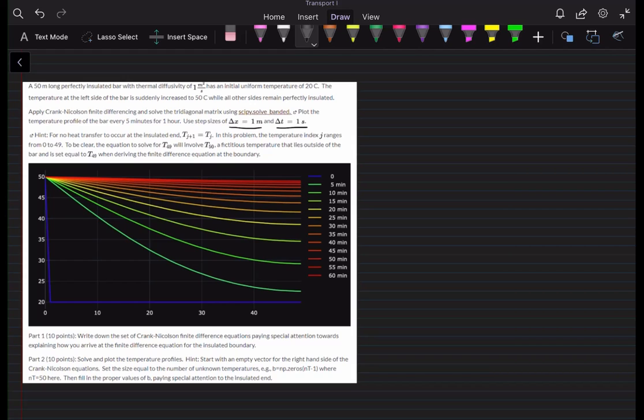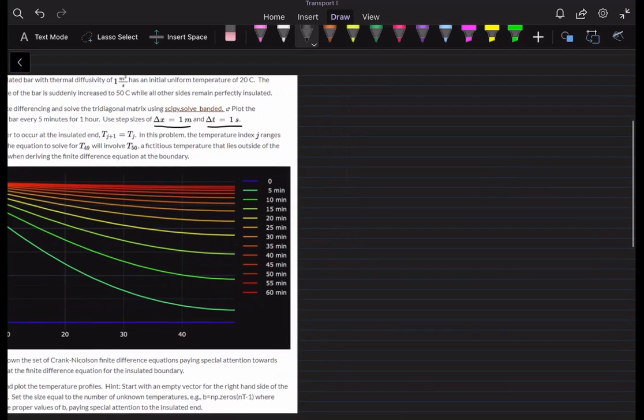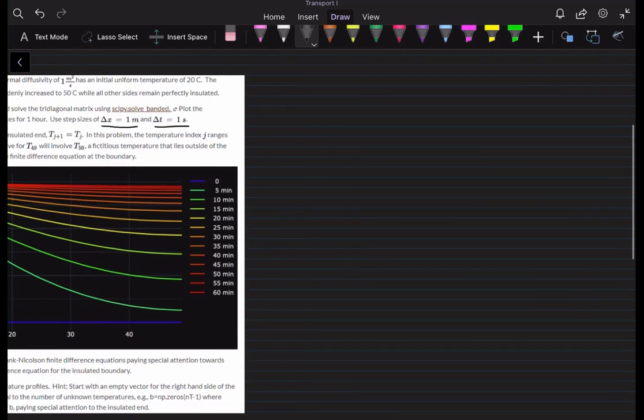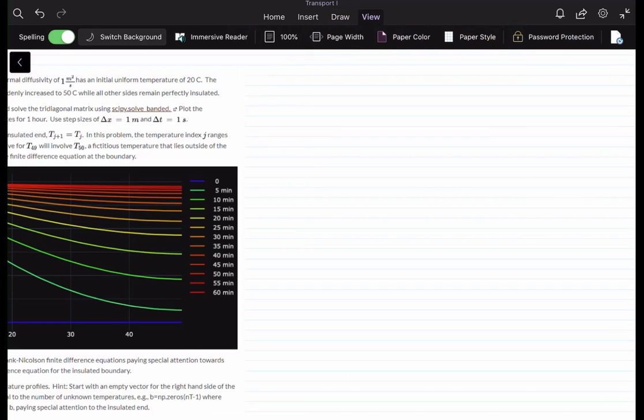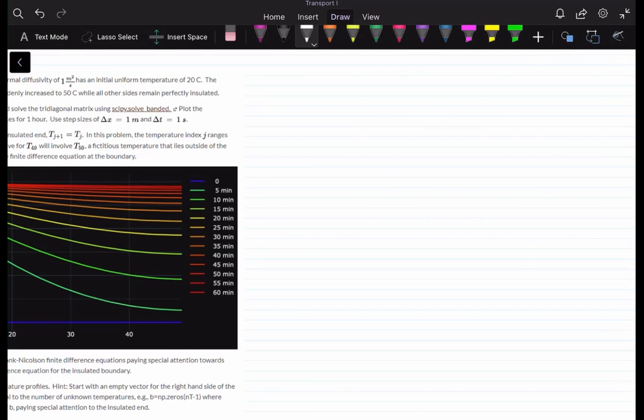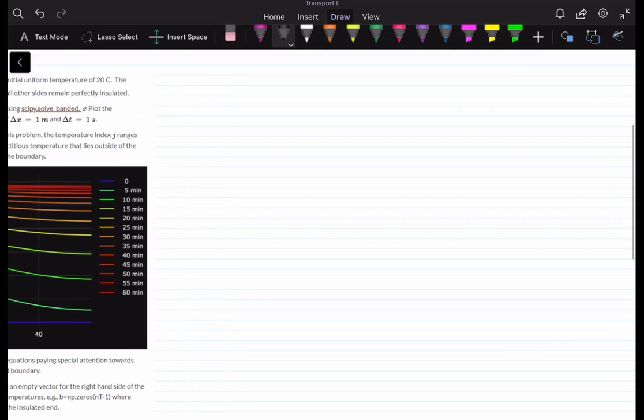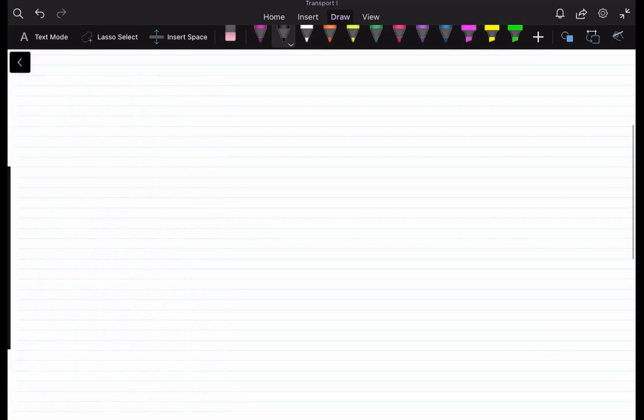TJ plus 1 is going to equal TJ, just because it's not going to change. Okay, so for part 1, to start with our Crank-Nicolson equations, actually, I'm going to switch the background here, that way we can see what we're doing. Okay, so I'm just going to go ahead and scoot over.